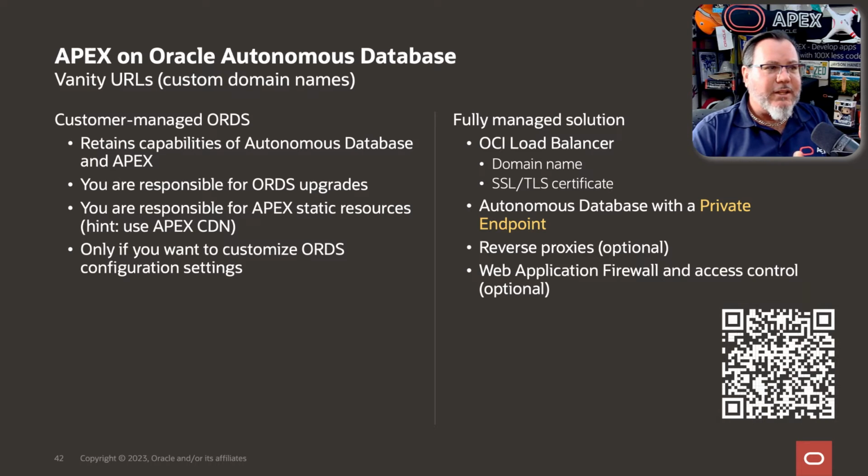From there, Vanity URLs, which are custom domain names, are totally available. You can configure customer managed orgs or a fully managed solution. There are a lot of details in here, and knowing that this is even possible is half the battle. The whole idea of being able to provide these features in Oracle Cloud makes it a lot easier for us developers to make these features available in our apps.